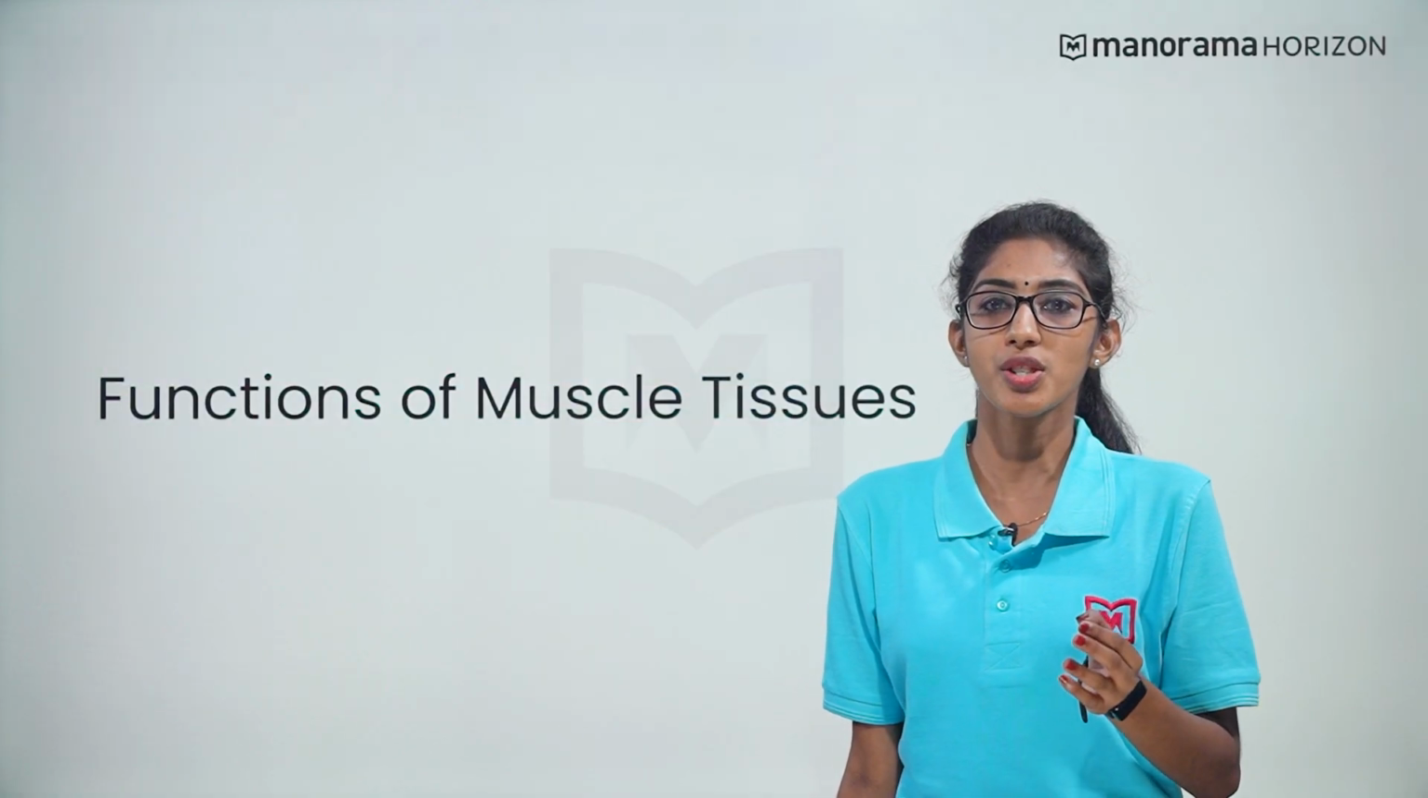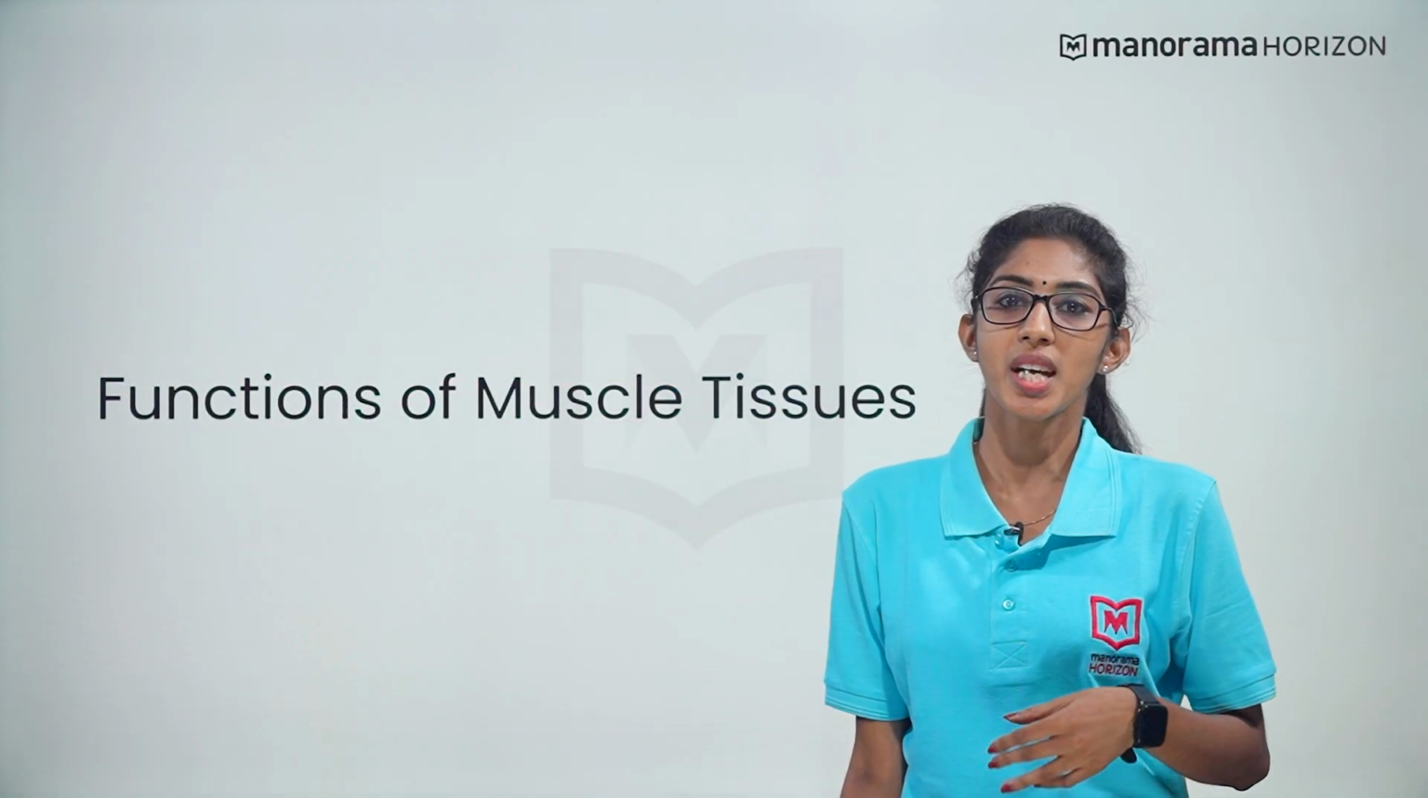The major functions of muscle tissues are: skeletal muscle tissue helps in movement and support. Smooth muscle tissue helps in peristaltic movement, such as in the digestive system. Cardiac muscle tissue helps in the contraction and relaxation of the heart to circulate and pump blood.